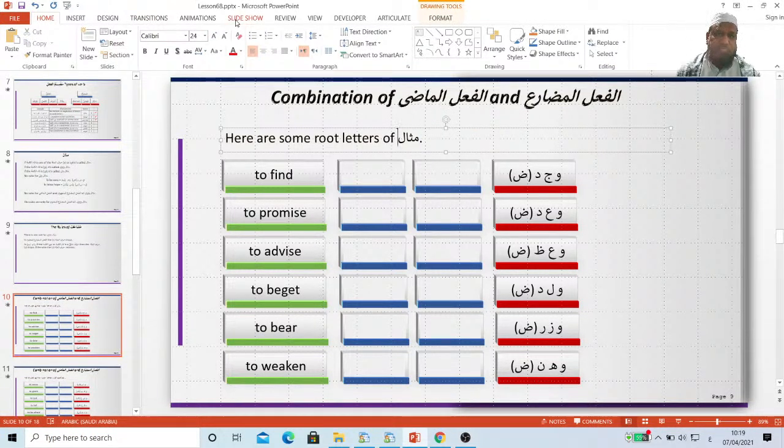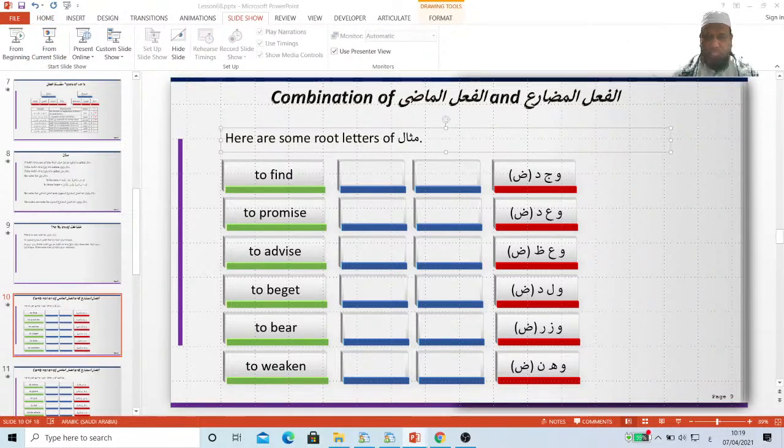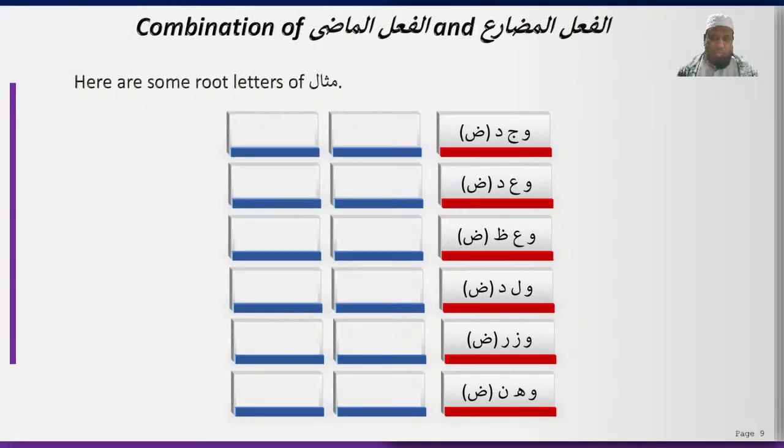Mithal. Okay, so we have Waw, Jim, Dal, which comes from Bab Daraba. Because it is Mithal Wawi, Daraba, Wajada, Yadribu, Yawjidu. This is the original, Yawjidu.